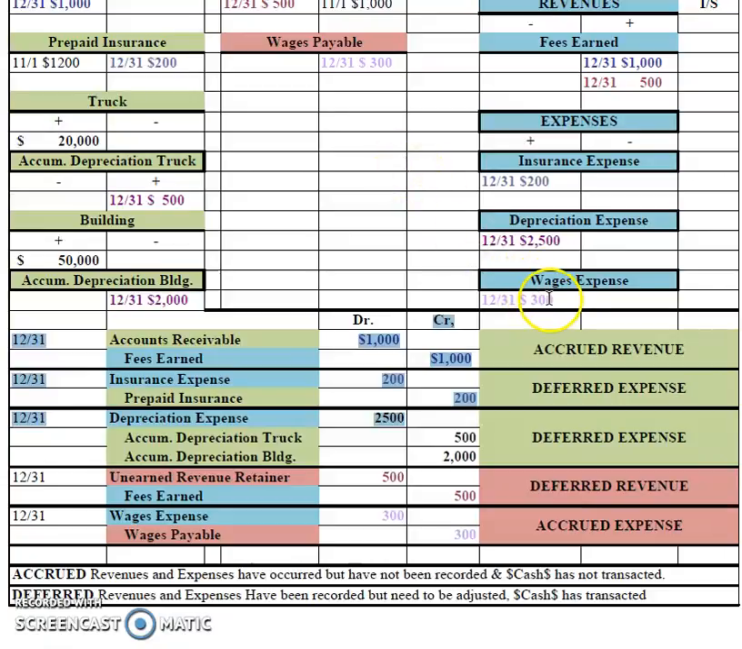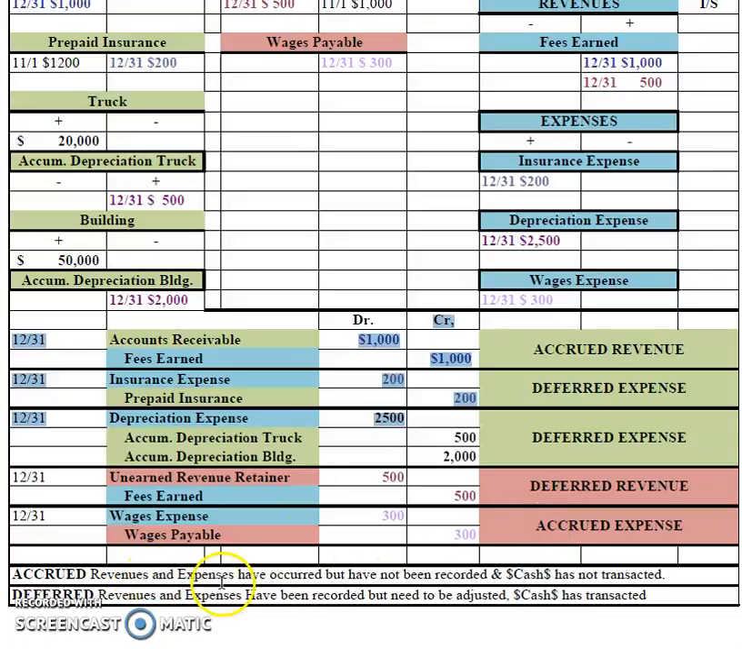So we have this wages expense, and we haven't paid the people yet. We're going to be paying them at the end of the week. So we owe it to them. So we'll have this wages payable, which is a liability. We'll owe it to them. Again, debits and credits. Debits equal credits. Our balance sheet is still in balance. So here's your wages expense and your wages payable.